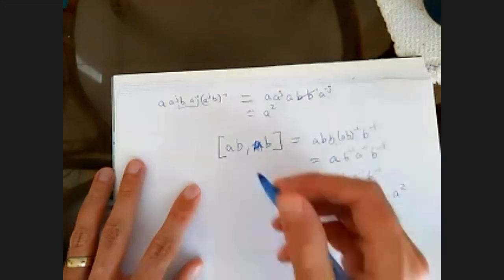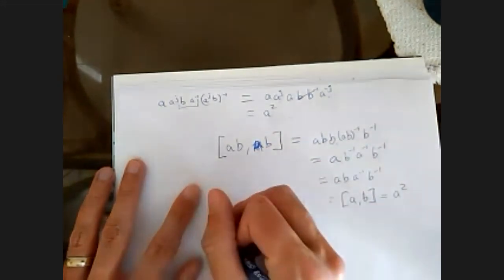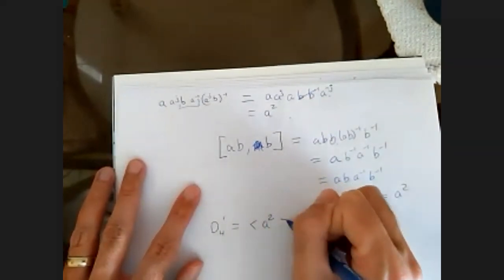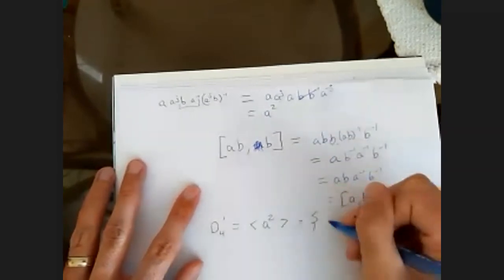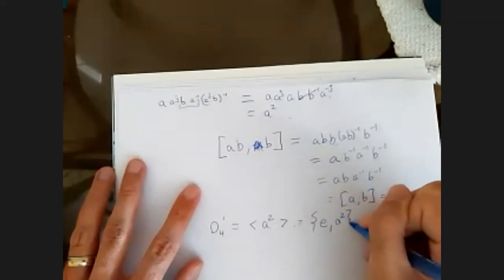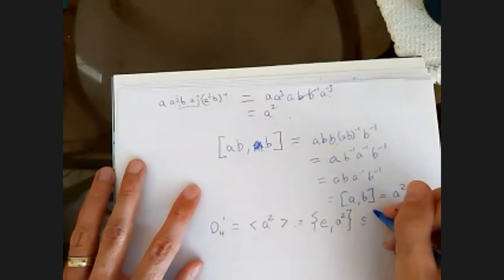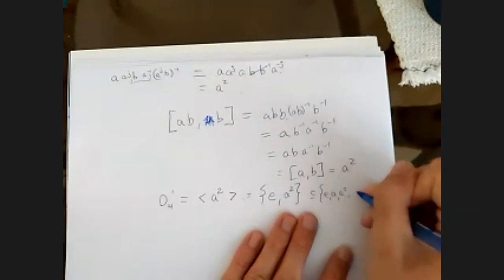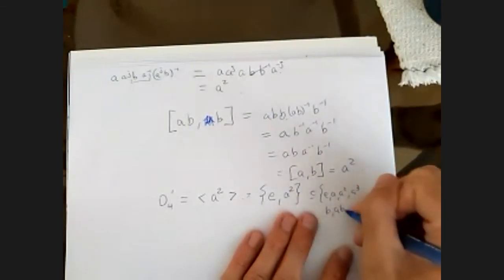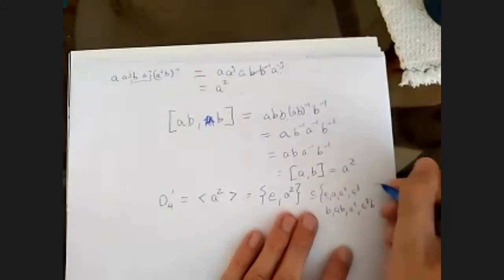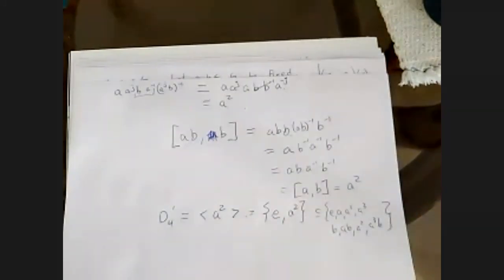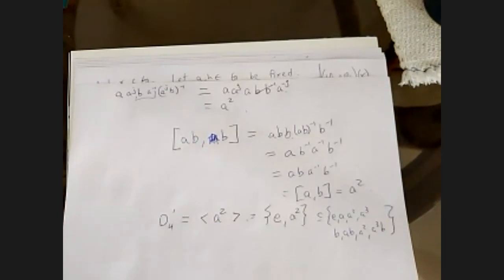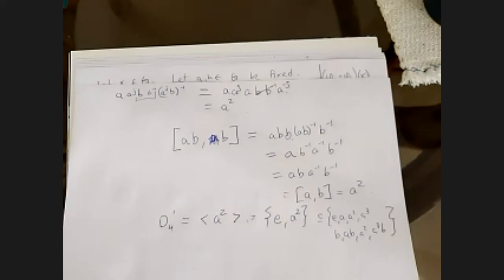Okay, and if you go through all the different possibilities, you'll find that in fact D4 prime is just generated by A squared. So that's a subgroup that looks like E with A squared sitting inside all of D4, which, remember, is A, A squared, A cubed, B, AB, A squared B, A cubed B. So that's just an example of computing the commutator subgroup.